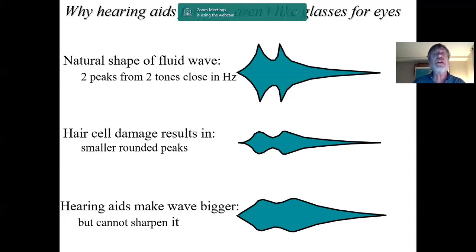So what must we do for the person with damaged outer hair cells or anybody with hearing loss? What must we do? You've got to somehow help that person be able to separate speech from background noise. I'll stop sharing for a second here.